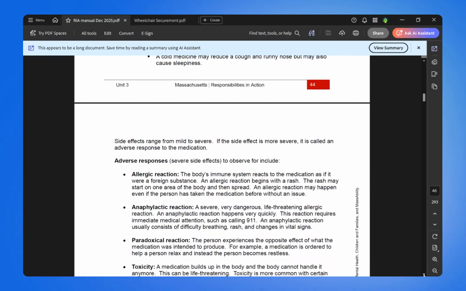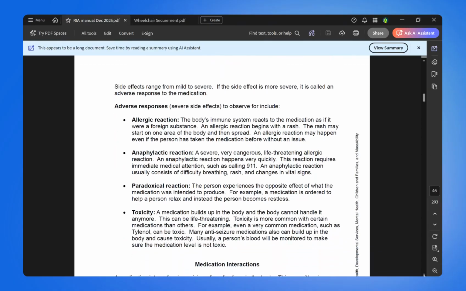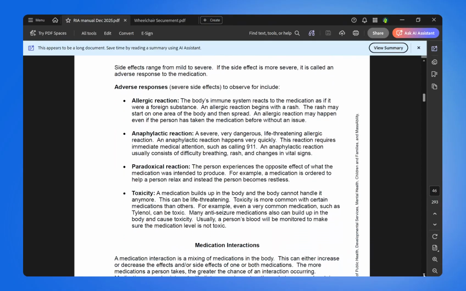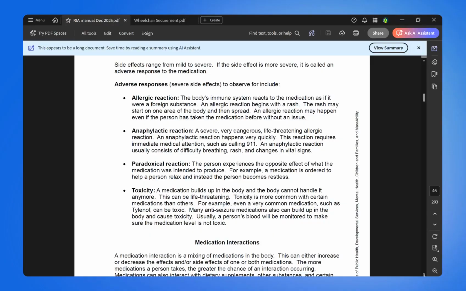Side effects range from mild to severe. So if the side effect is more severe, it's called an adverse response to the medication. Adverse responses are definitely not what we want for any medication under any circumstances. This could be an allergic reaction. The body's immune system reacts to the medication as if it was a foreign substance, and the allergic reaction will start with a rash. The rash may start in one area of the body and then spread. An allergic reaction may happen even if the person has taken the medication before without any issue.